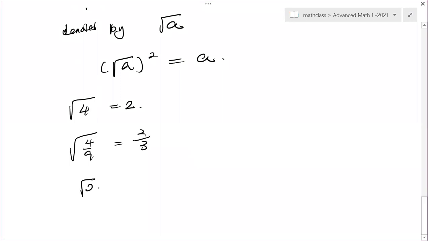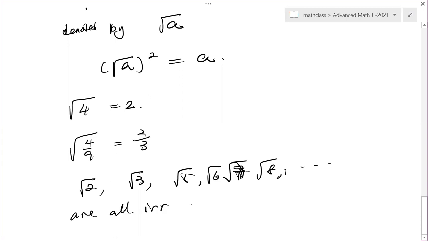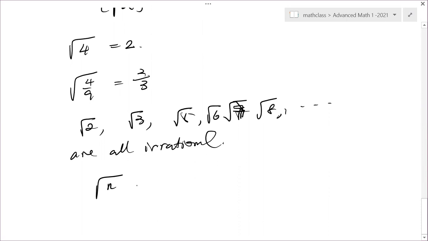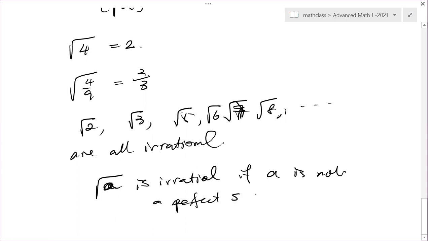But square root of 2, square root of 3, square root of 5, square root of 7, even square root of 6, and the square root of 8 are not, unless it's a perfect square. Otherwise they are all irrational numbers, except for the perfect squares. The square root of such a number is always irrational, and it's not easy to prove. So square root of a is irrational if a is not a perfect square. It's not easy to prove.